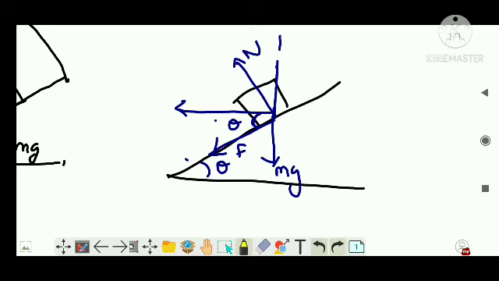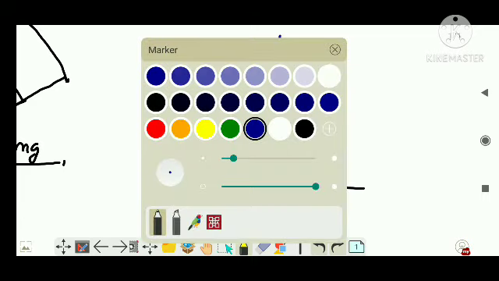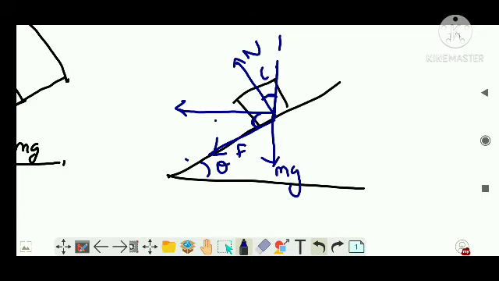If this one is 90 minus theta, then this angle will be theta. Just check by yourself, guys, I need not tell it, right? So this angle will also be theta, then this component will be n cos theta, and this component will be n sin theta. Clear?